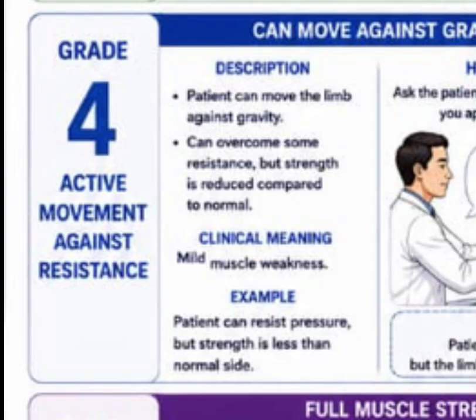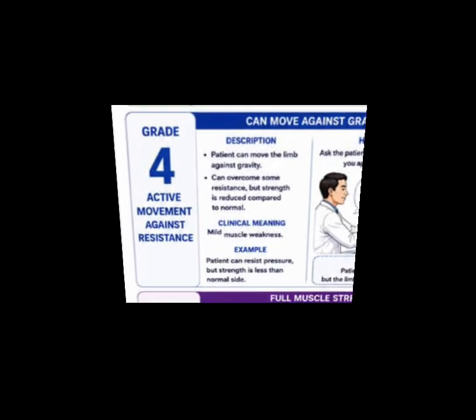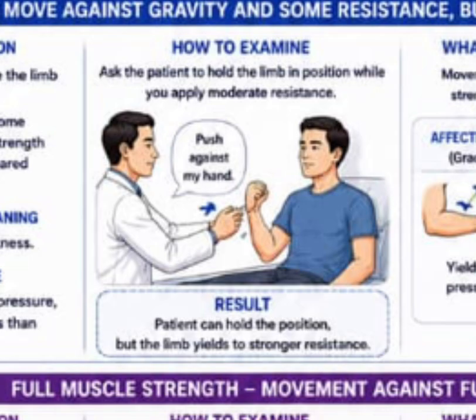Like I told you, muscle power 3 shows a moderate to severe muscle weakness, but in muscle power 4 there's only mild muscle weakness. The weakness is not that strong because the patient can now do it against gravity and can also overcome resistance. The patient can resist pressure, but the strength is less than the normal side. So now you ask the patient to hold the limb in position while you apply resistance. Like now you tell the patient to put his arm up, like you are seeing it now.